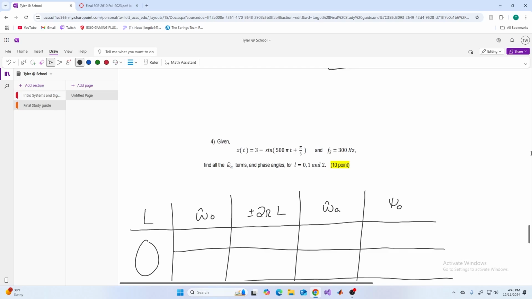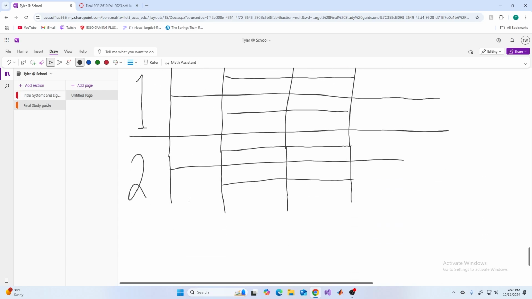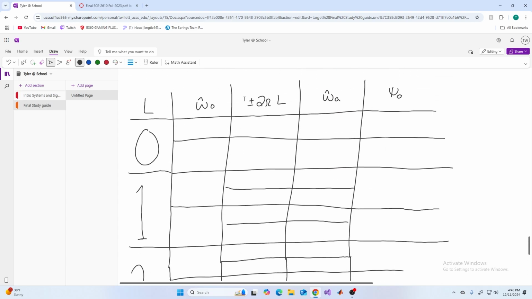Given some x of t, find all the w hat terms and phase angles for L equals 0, 1, and 2. The first thing you need to do is create this table here. I'm going to show you how the table works, but go ahead and make sure that this is on your cheat sheet because you are going to need this.